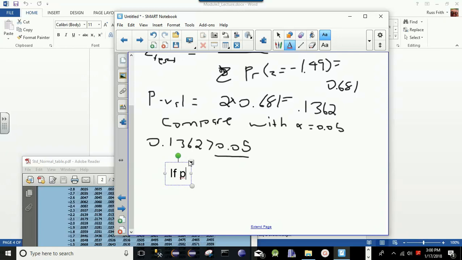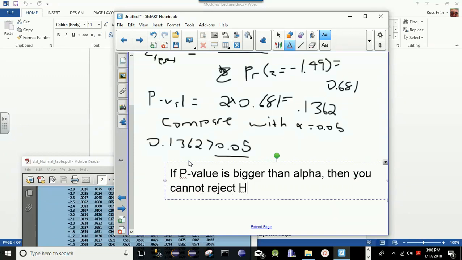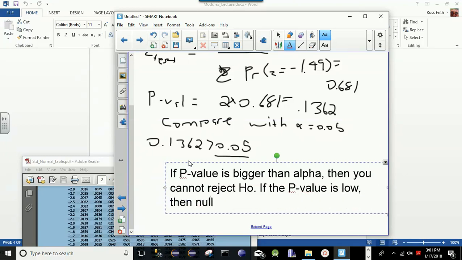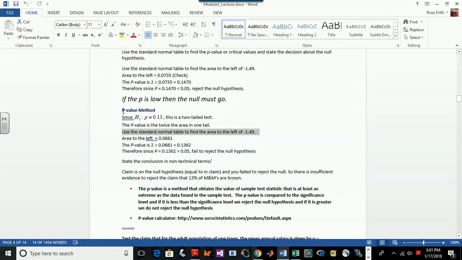If the p-value is bigger than alpha, which is your significance level, then you cannot reject H naught, the null hypothesis. Okay, you cannot reject it. If the p-value is low, then the null must go. And that's not the case here. All right, so that's the second approach to solving this problem, using the p-value method.